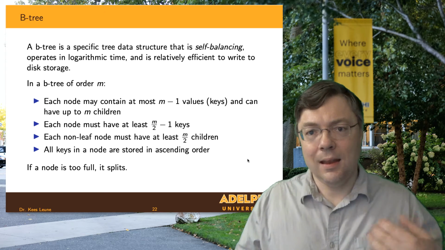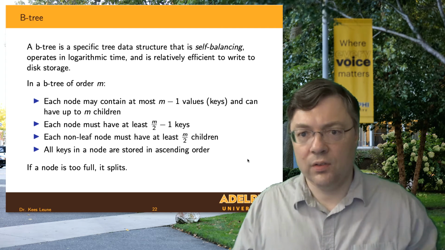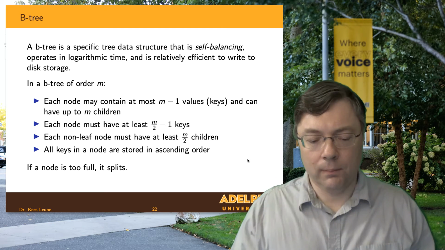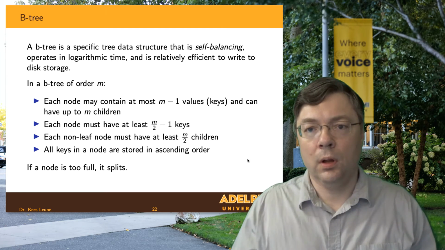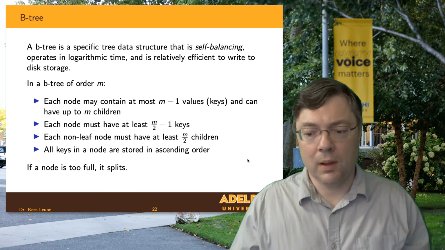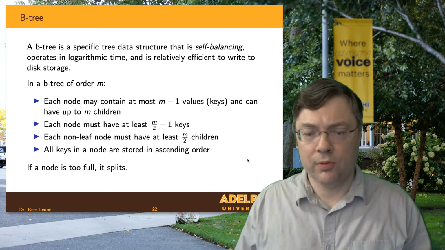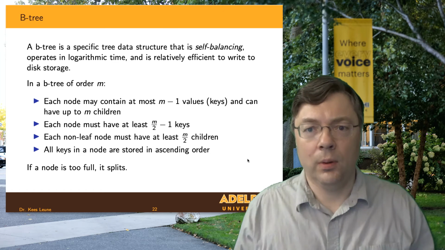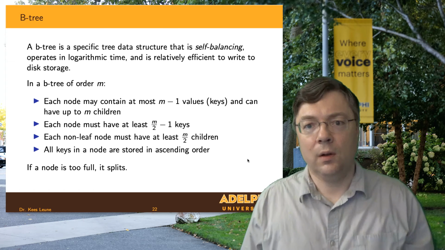And then within each node, the values are stored in ascending order so we can more easily split it. If a node becomes full, we have to split it. Now, what does that mean in practice? Because this is very abstract, even though it's correct. Let's take a look at an example.